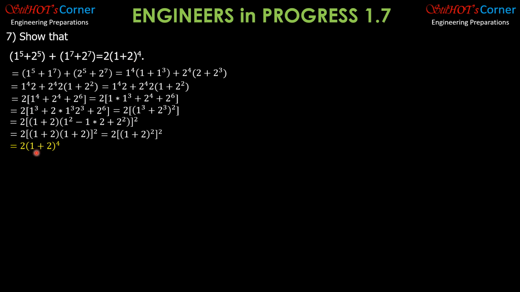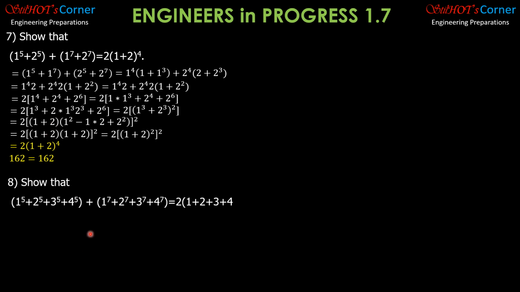So 2 times 1 plus 2, quantity to the fourth, is 2 times 3 to the fourth. 3 to the fourth is 81, times 2 is 162. So 162 equals 162. Actually, you can use your calculator, but I attempted to show here that the left side is really equal to this value. But for this second problem, we will not calculate it this way anymore, because the solution is very lengthy and it is also a challenging one.